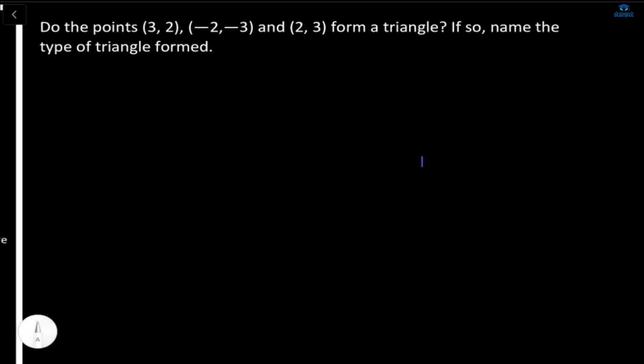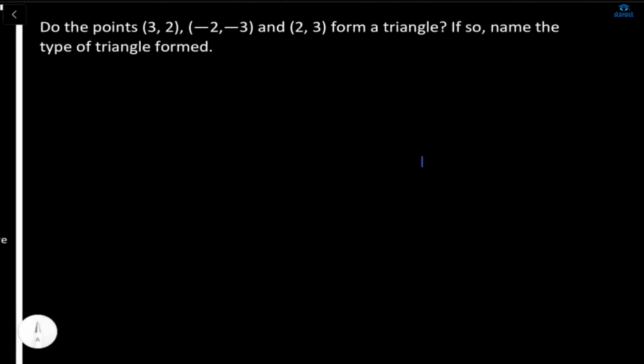Okay, if so, name the types of triangle formed. So you have to also tell which type of triangle is formed. Okay, so how can you show that? If equilateral triangle, all the three sides will be equal. If it is a right angle triangle, then it should follow the Pythagoras theorem. And if it is an isosceles triangle, then two sides will be equal. Okay. So let's see which type of triangle it is.